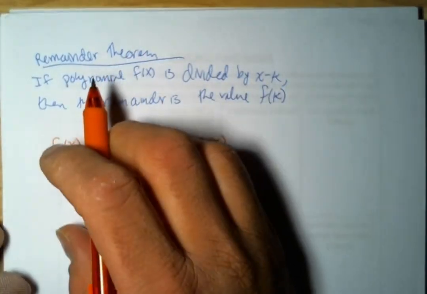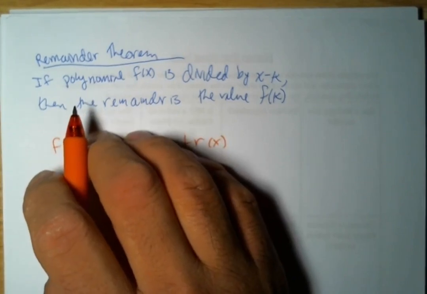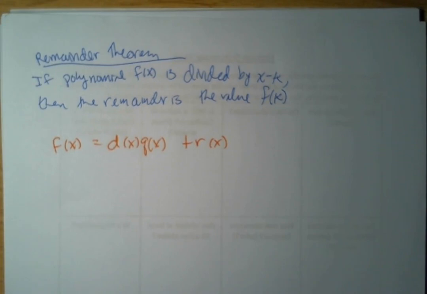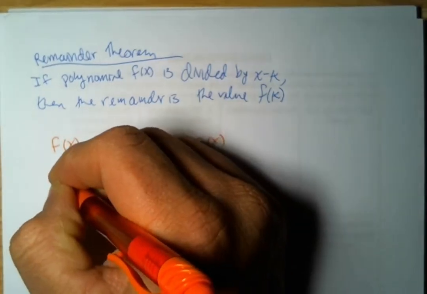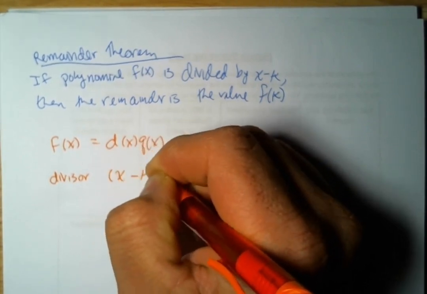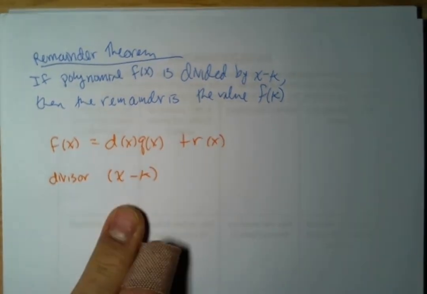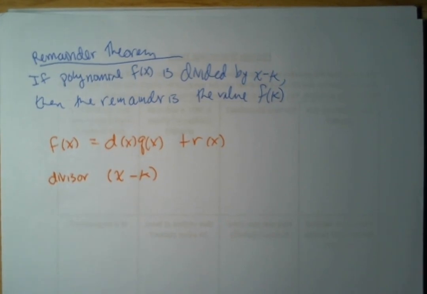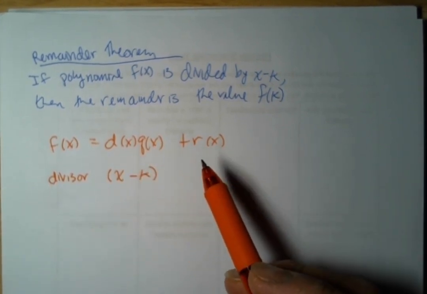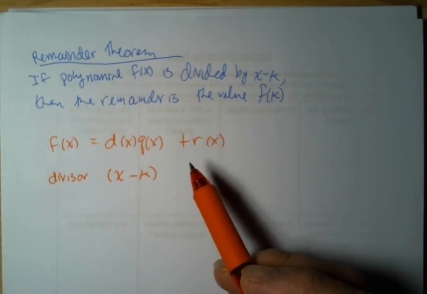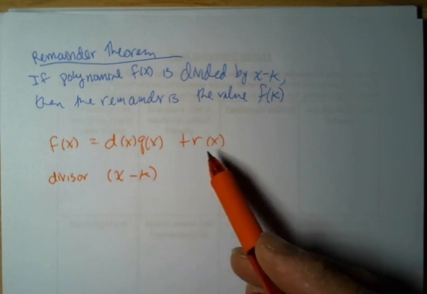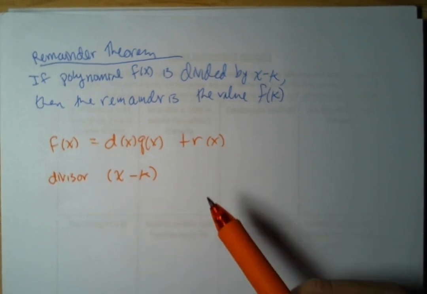Essentially, the goal is to find all the polynomial's zeros, and one of the ways to do that is to look for linear factors. So our divisor is going to be of this form, x minus k. It's a linear divisor. If we're doing synthetic division, the remainder is always one degree less than the divisor, so if the divisor is linear, the remainder is just going to be a constant term.